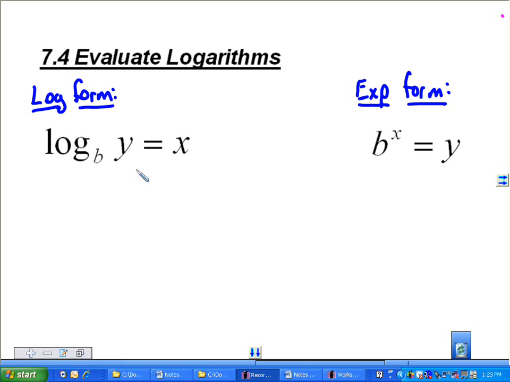One way to evaluate logarithms is to change a log form equation to an exponential form, or by changing an exponential form to a log form. Let's see how we can do that.